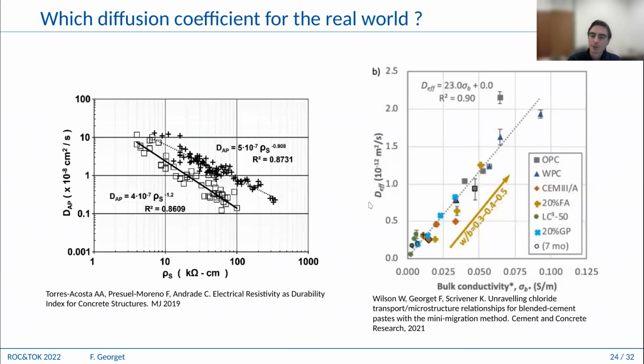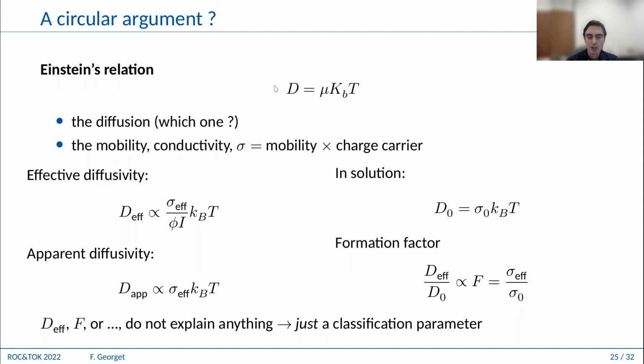Should we focus on this relation between the effective diffusion coefficient and the conductivity? Yes and no. It is very good to have this relation, but it is not unexpected. In fact, there is one fundamental relation between the diffusion and the mobility, which is given by Einstein's relation. The mobility is related to the conductivity. The conductivity, sigma, is the mobility times the concentration of charge carriers.